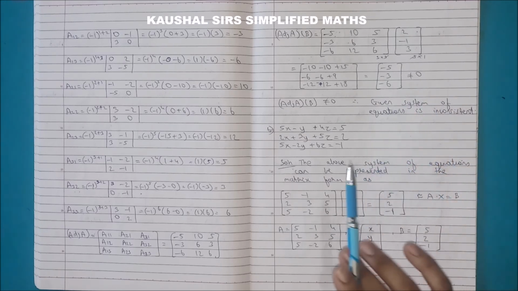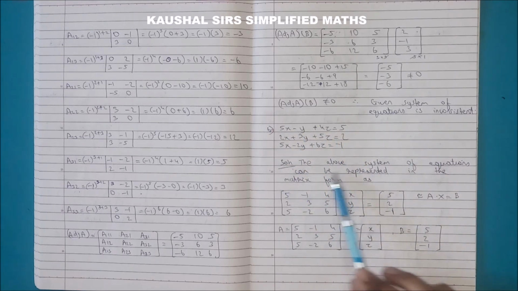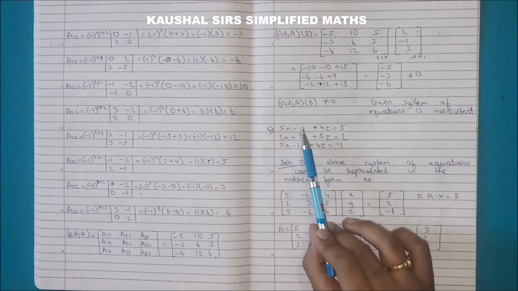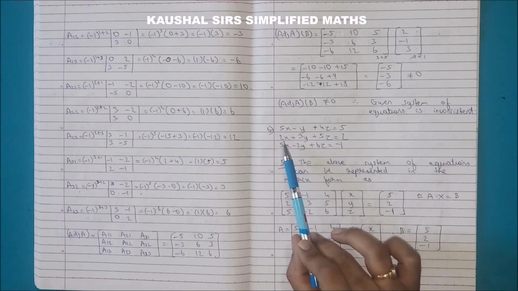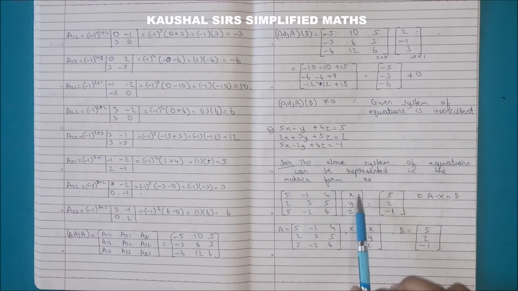Clear students? Coming to question number 6, again we have linear equations of 3 variables. Represent them in the matrix form. So we get 5, minus 1, 4. Second row elements 2, 3, 5. Third row elements 5, minus 2, 6. Then xyz is equal to 5, 2 and minus 1.